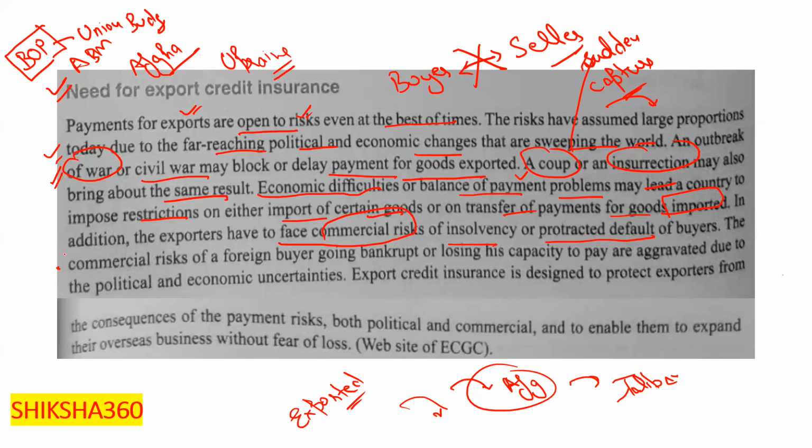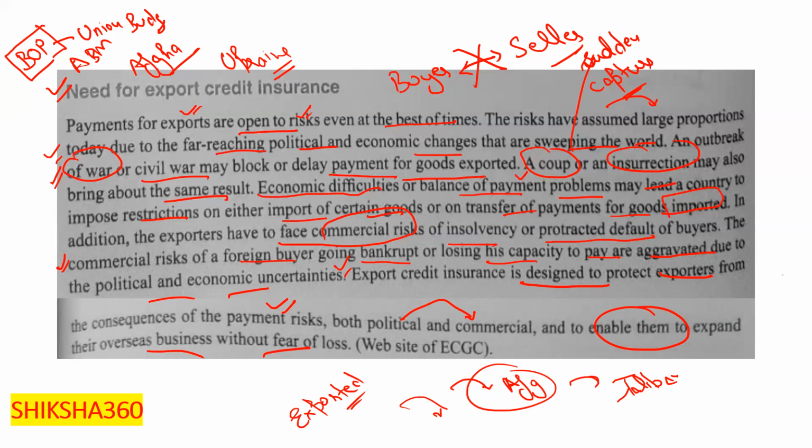The commercial risks of a foreign buyer going bankrupt or losing his capacity to pay are aggravated due to the political and economic uncertainties. Sometimes there are restrictions imposed by the country, and due to that they are not able to pay their dues. So, export credit insurance is designed to protect from all these types of risks. Export credit insurance is designed to protect exporters from the consequences of payment risk, both political and commercial, and to enable them to expand their overseas business without fear of loss.